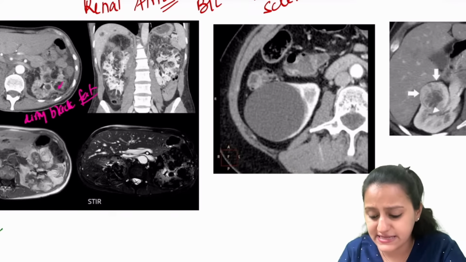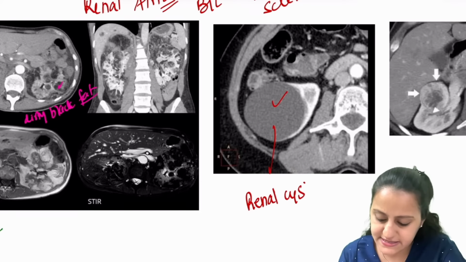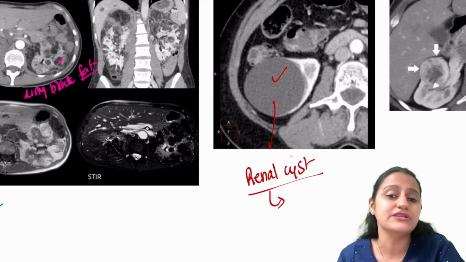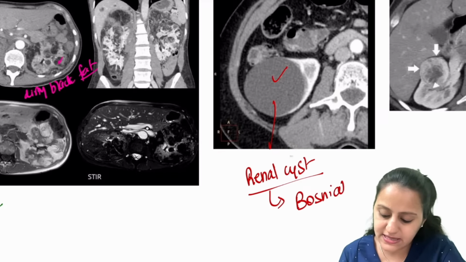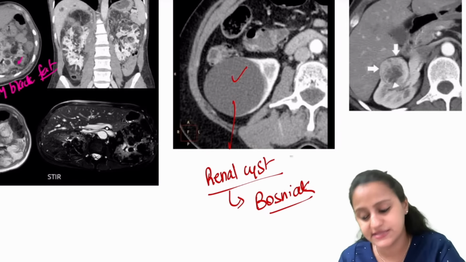Correct. This is a gray colored fluid containing lesion. You can hardly see any wall there. So this is a renal cyst. Okay, this is a renal cyst. What is the name of the classification that we use for renal cyst? It is Bosniak classification. Okay, Bosniak classification for renal cyst on CT.